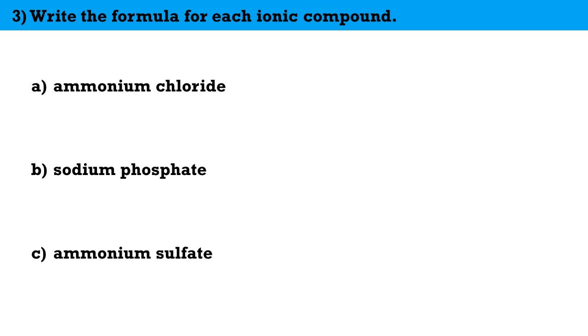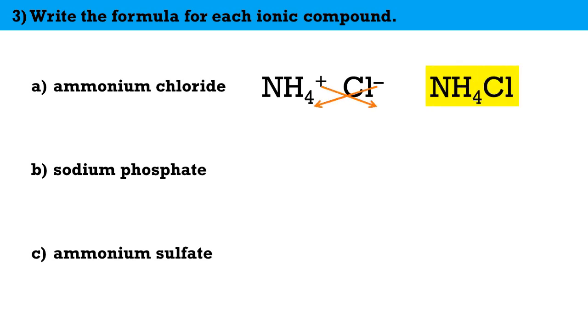Letter A, ammonium chloride. The formula of ammonium is NH4+, while the formula of chloride is Cl-. By using the crisscross method, the formula will become NH4Cl. Ang ratio ng subscripts ay 1:1. This is already the smallest whole number ratio, so this is the correct chemical formula.